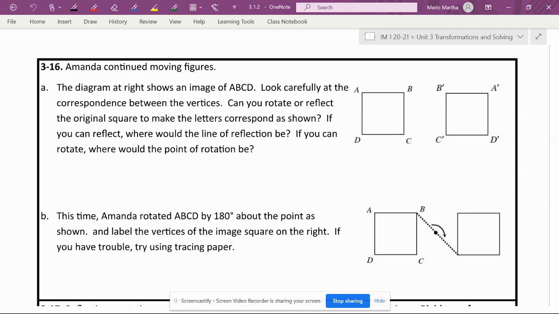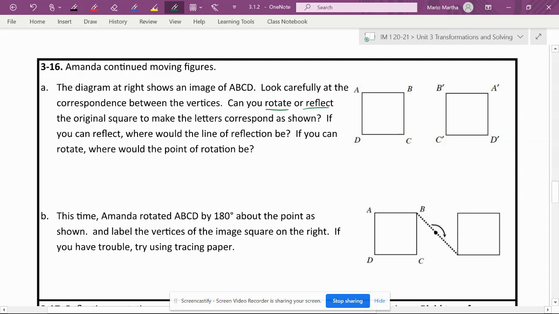So Amanda continued moving figures. The diagram at right shows an image of ABCD. Look carefully at the correspondence between the vertices. Can you rotate or reflect the original square to make the letters correspond as shown? If you can reflect, where would the line of reflection be? And if you can rotate, where would the point of rotation be?